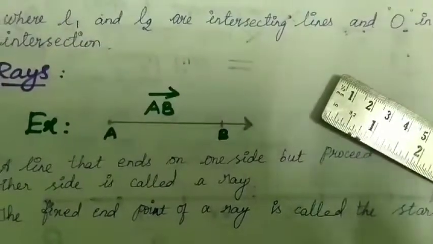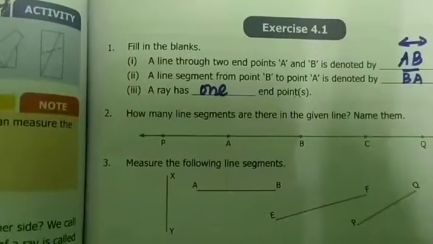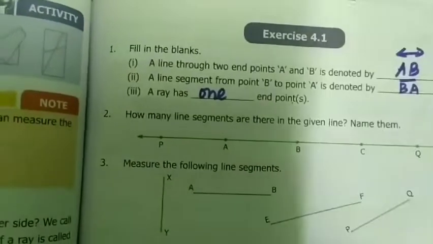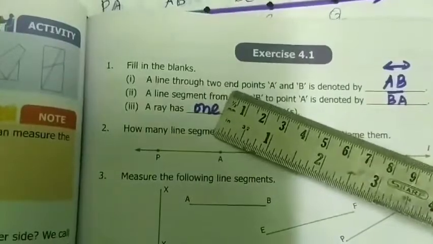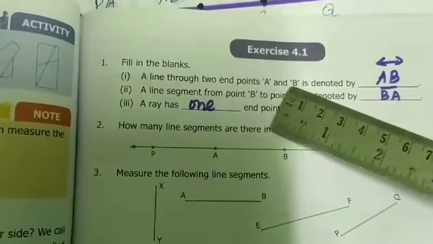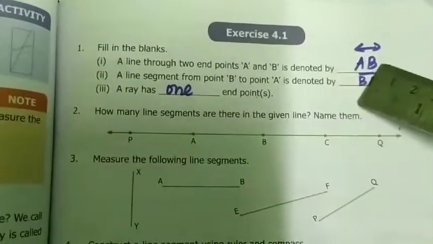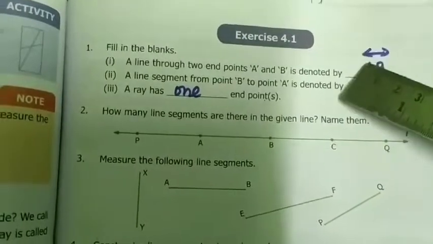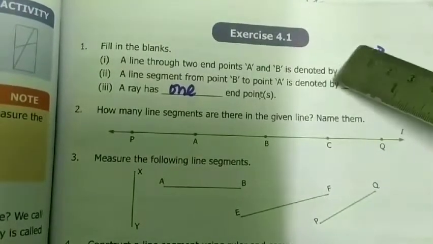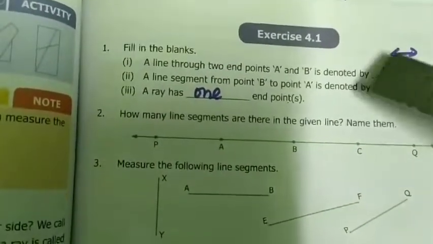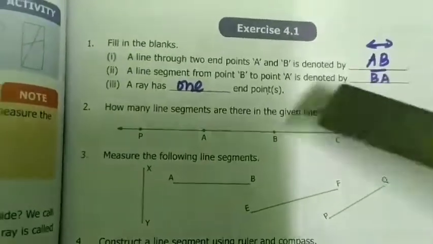Let's see the next one. Let's see exercise 4.1, fill in the blanks. A line through two endpoints A and B is denoted by, see here AB. Line means you need to put two arrows, so both ends have the arrow. Okay, go to the next one.